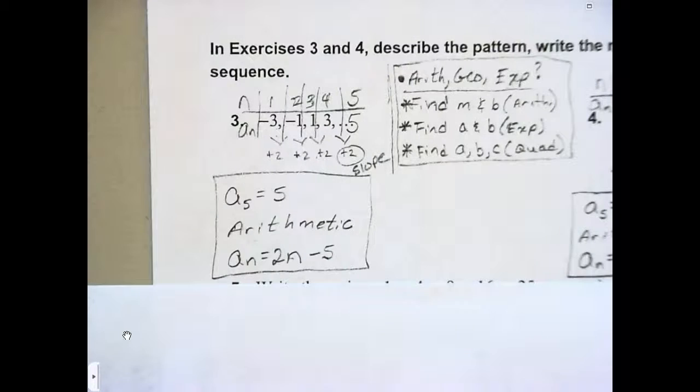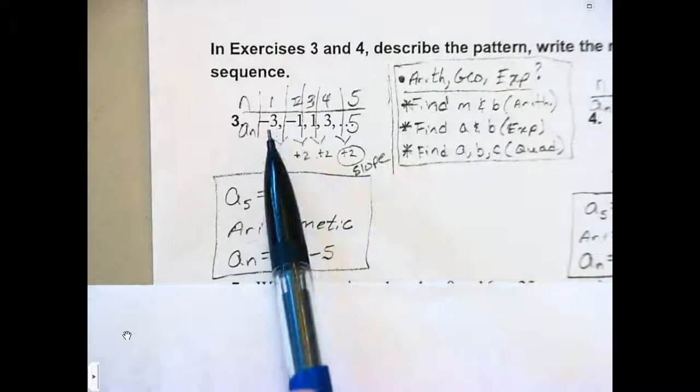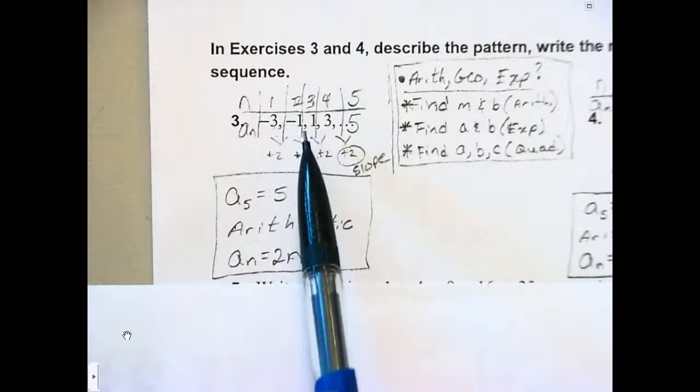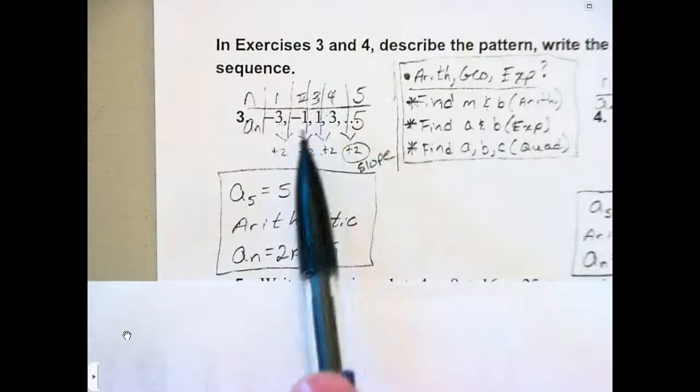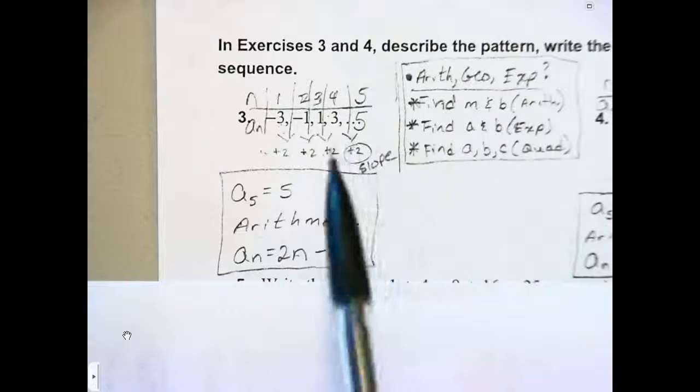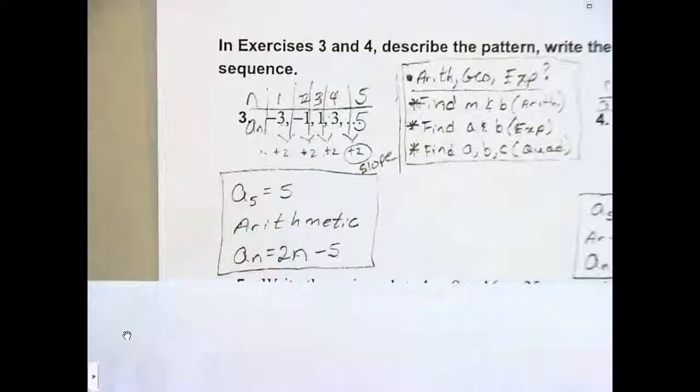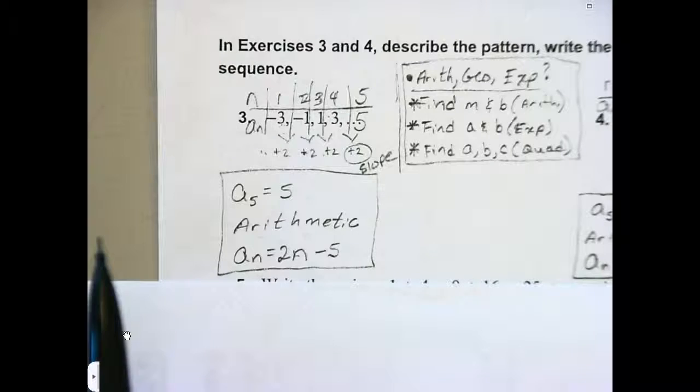If you, well, you mean in your description? Yeah. No, you want to say you're adding 2 to the previous term. Okay. Because, yeah, you guys, when you're doing your description, say you're adding 2 to the previous term, or the next consecutive term is 2 more than the previous, is a good way of saying it as well.